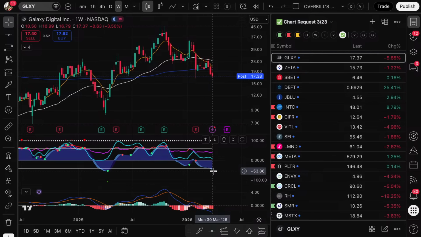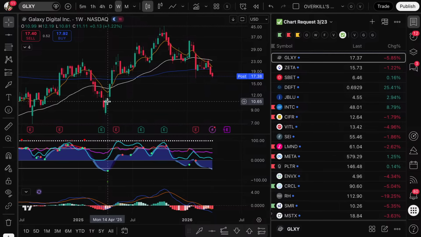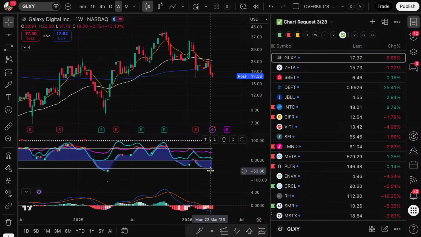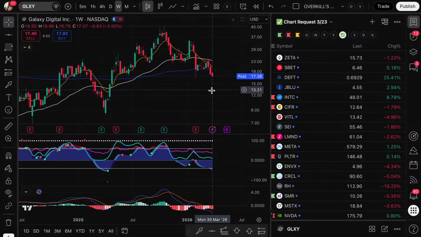Here's Galaxy. So Galaxy's down here in the buy zone. We just don't have the signal yet. Again, the last time we got a green dot with the wave down here below the white line was right here in April. That came at 10. It went all the way up to 45. We're sitting right here below that 4-year moving average. So I would just wait for the signal here on Galaxy.